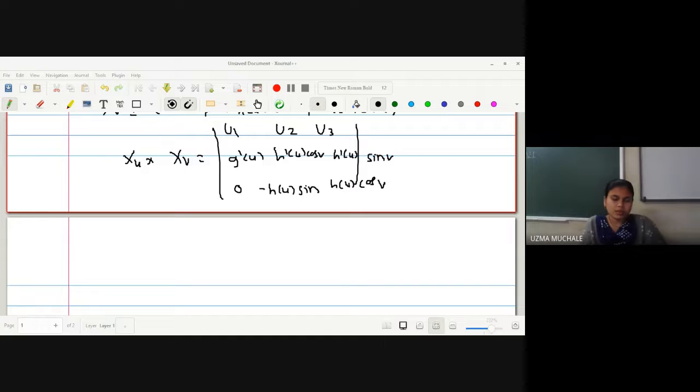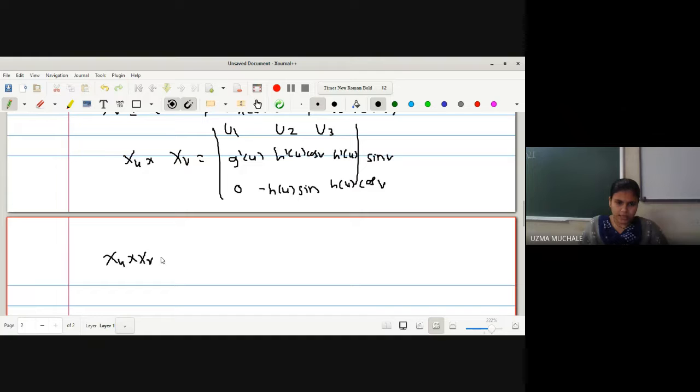So if you want to check whether xu cross xv is 0 or not, you want to check the coefficients of u1, u2, u3. So if the coefficients of u1, u2, u3 are all 0 simultaneously, it means that xu cross xv is 0. Okay, can everyone check this? Solve that determinant. We have done this already, no? We have done examples like this.